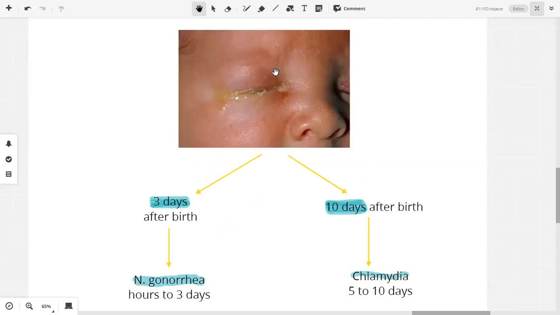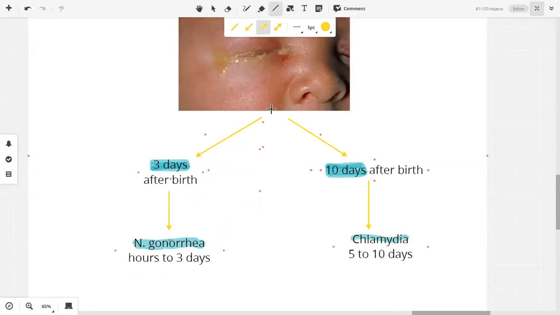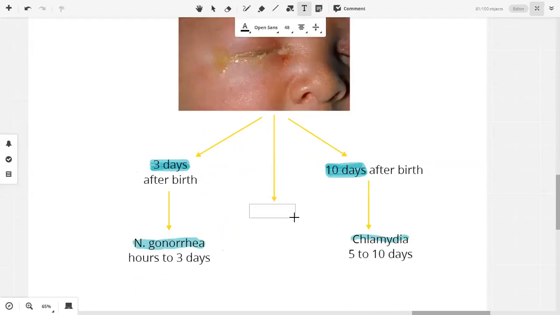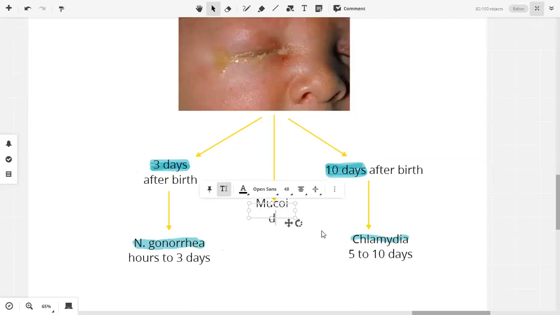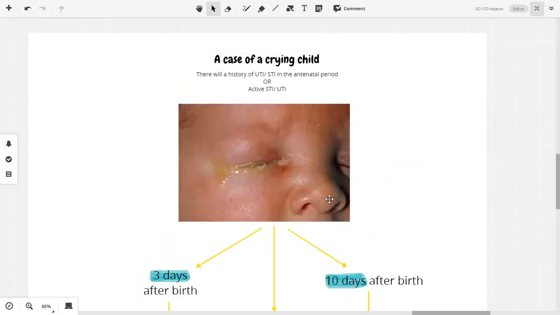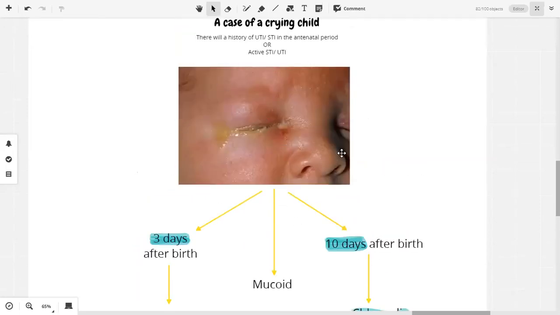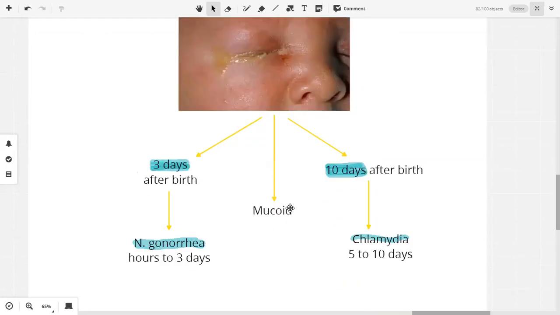Now, this was in the case if the child had mucopurulent or purulent discharge. Let's say this child has a mucoid discharge. Now you know that neonatal conjunctivitis has vertical transmission, meaning that the baby or the child has to acquire the infection during delivery via passage through the vaginal canal, right? So, in a child who has neonatal conjunctivitis and mucoid discharge, what does mucoid discharge tell us?